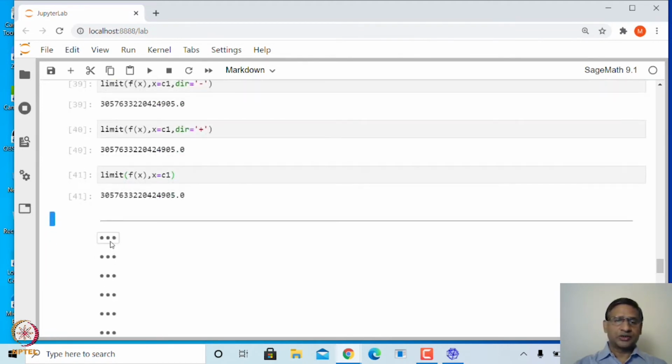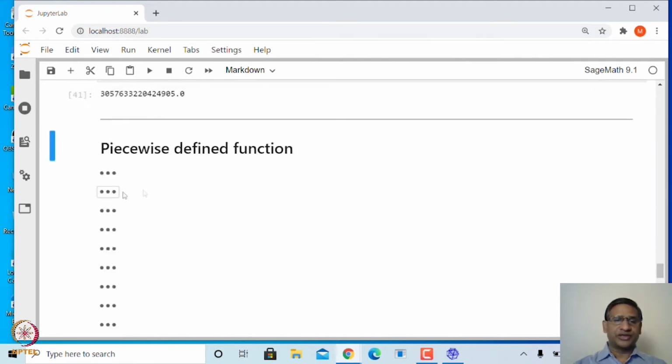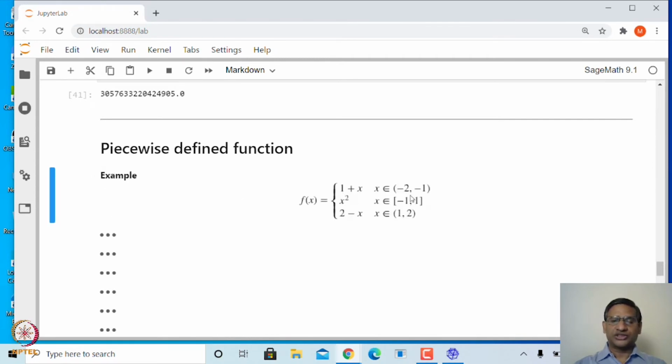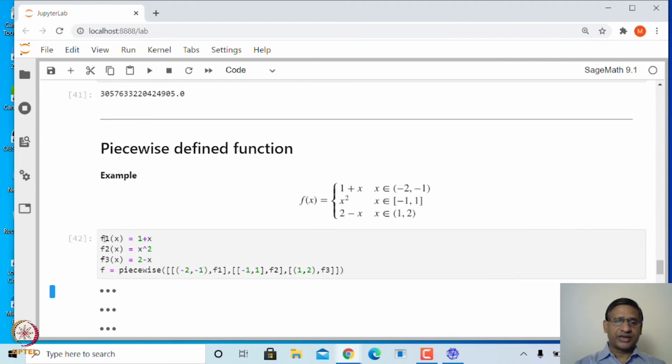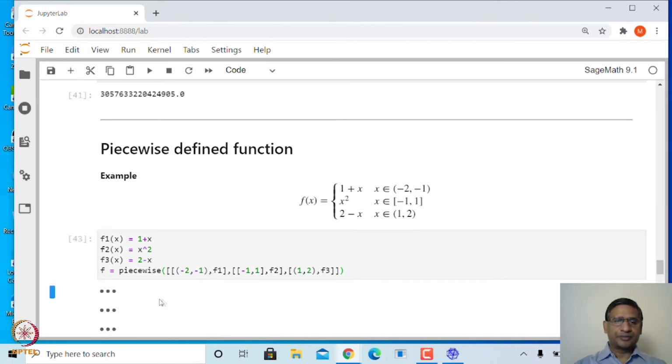Okay. Let us look at a function which is defined in pieces, a piecewise defined function. We have already seen how to define such a function and plot its graph. Suppose you have a function f x defined as 1 plus x in the interval minus 2 to minus 1, x square between minus 1 and 1, and 2 minus x between 1 and 2 in the open interval. So, we define this function. First we define f1, f2, f3, each of these components, and then we use the piecewise defined function, mention the interval, mention what the function is in that interval and things like that, and then let us plot its graph.